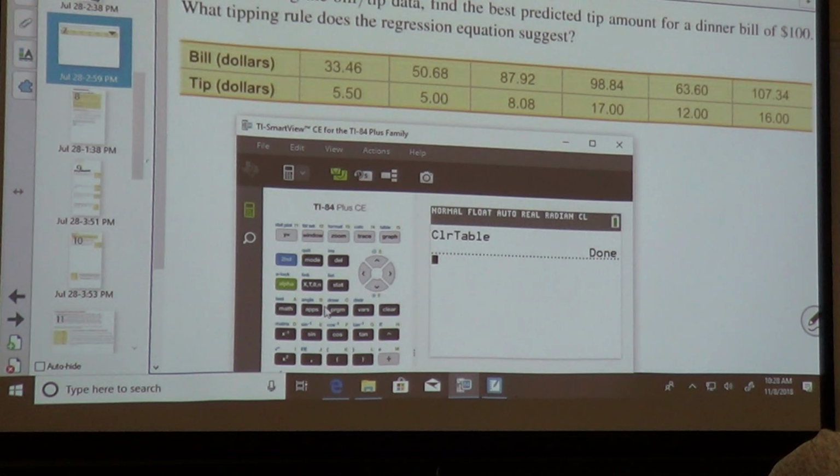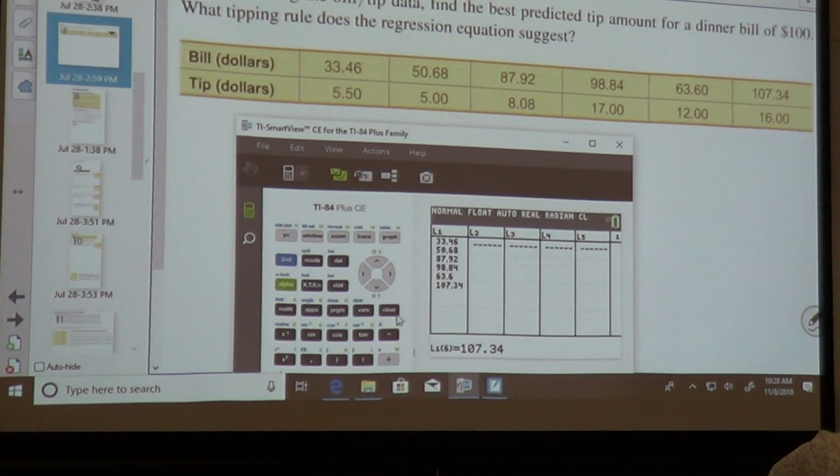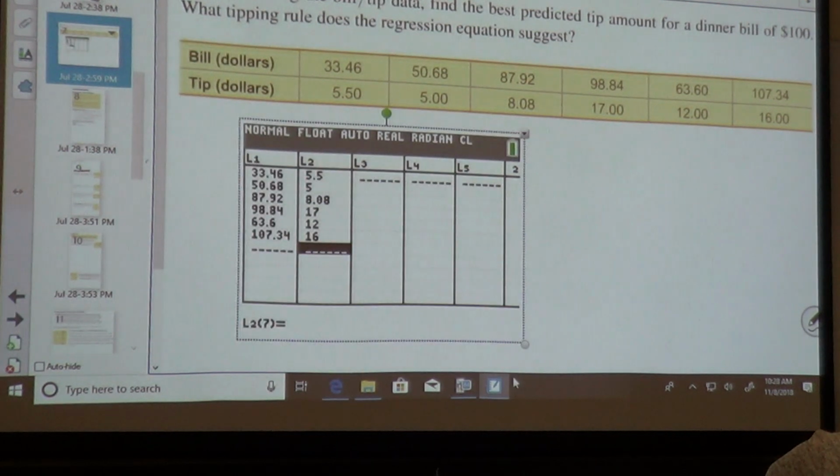Okay, I clear table. And then now I do stat edit, go to the top, clear enter, then go over, go to the top, clear enter. All right, 33.46, 50.68, 87.92, 98.84, 63.60, 107.34, 5.55, 8.08, 17, 12, and 16. All right, so I did my Germex, I did my stat edit.